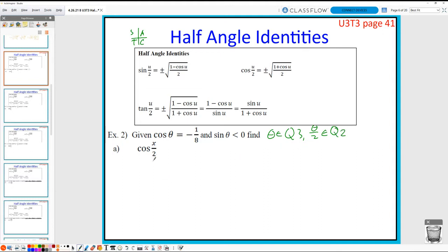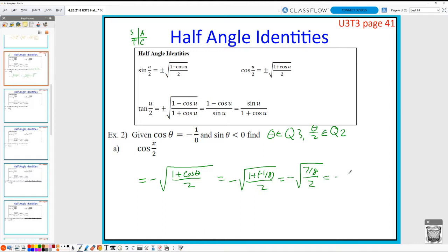Again, because I'm in quadrant 2, this should be theta over 2, not x over 2. I need the negative version. So that's negative root of 1 plus cosine theta all over 2. Cosine theta is negative 1/8. So 1 plus negative 1/8 all over 2. This is equal to 7 over 8 over 2. It's negative root, oh geez, root 7 over 16, which is negative root 7 over 4.